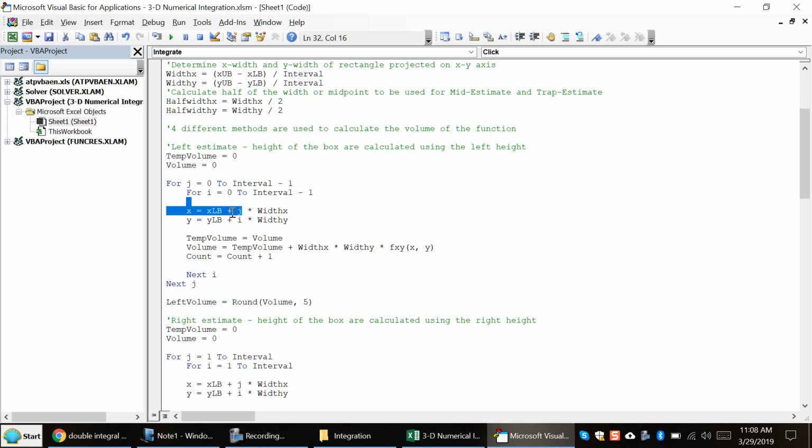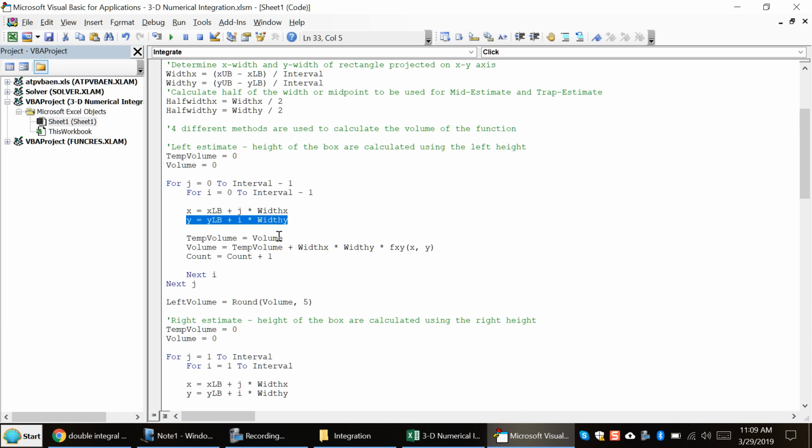So these are really easy to understand. My first x value is just going to be the value that I define as x. It's just going to be my x lower bound, plus j, which starts out at 0, times the width of x. So this quantity right here is 0 added to my lower bound, so my first x value is going to be, I'm sorry, my x lower bound. The same is true with y.